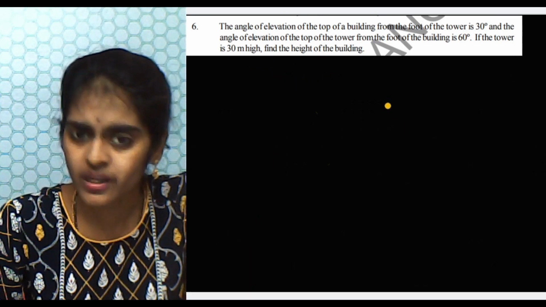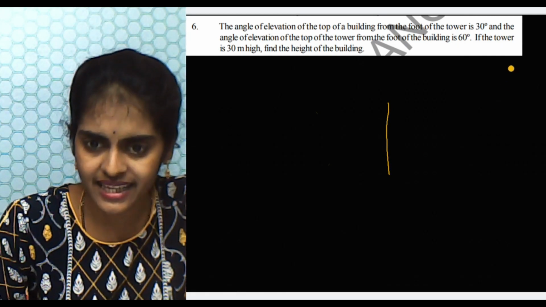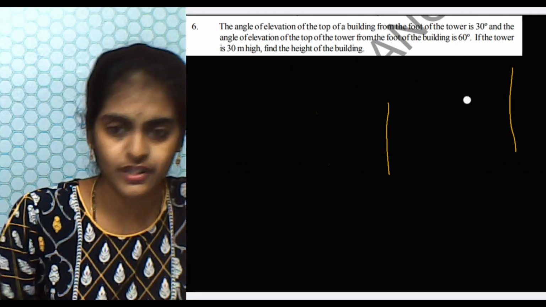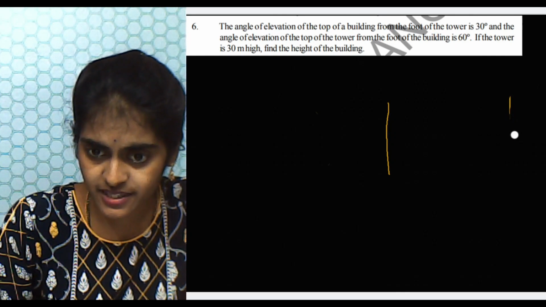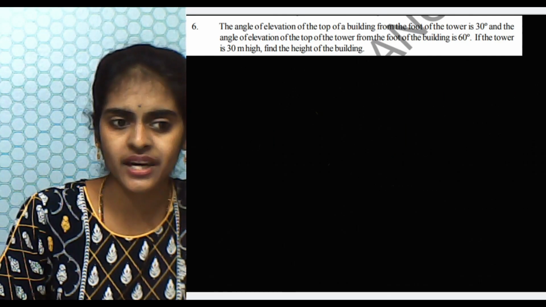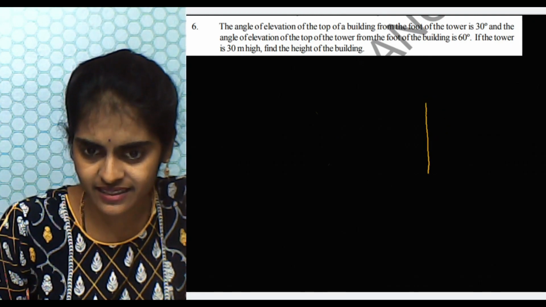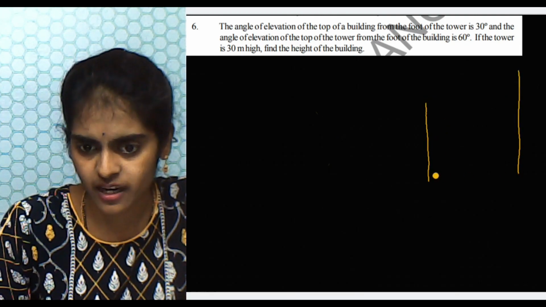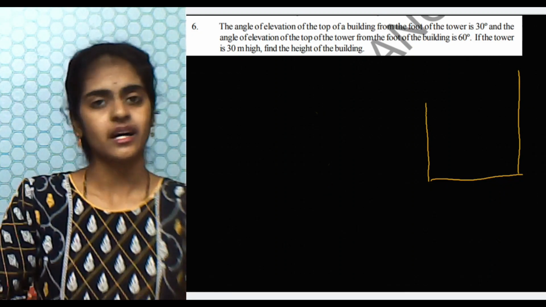So, you have a tower and you have a building. Let me draw the building and this is a tower. There have to be vertical straight lines, so please use a scale while you draw them. Yeah, this is the building and let this be the tower and this is the ground.